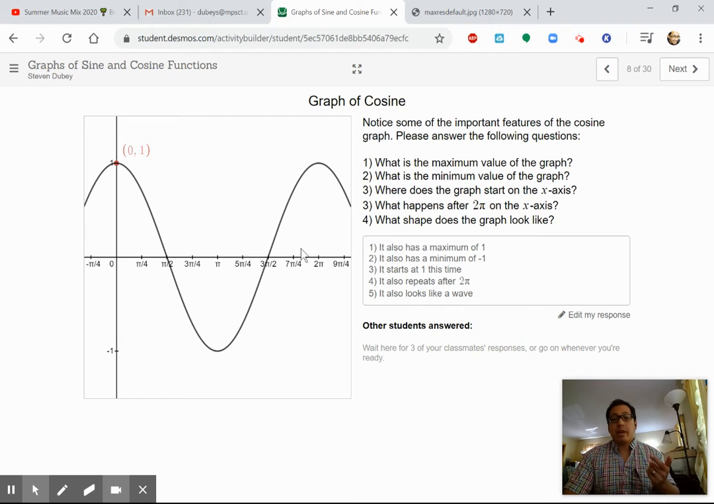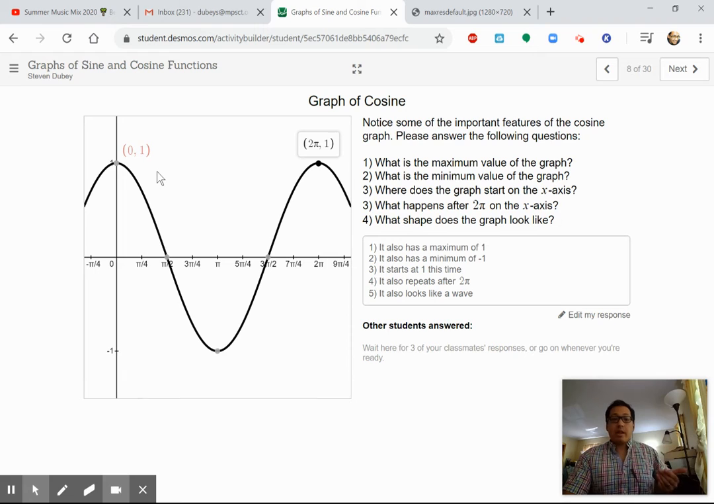But what happens after 2 pi? It also repeats. After, here's 2 pi now, it repeats this cycle after 2 pi because, again, it goes around the circle and it comes back to where it starts, and then it just keeps going around and around and repeating that.